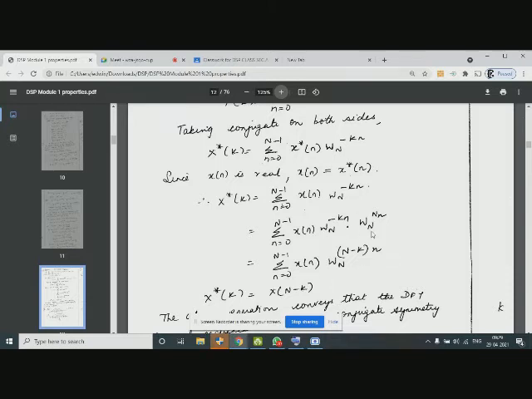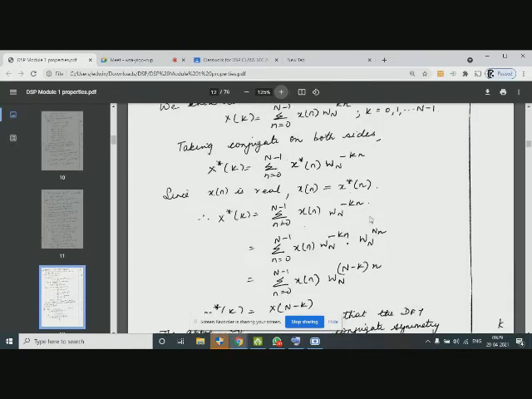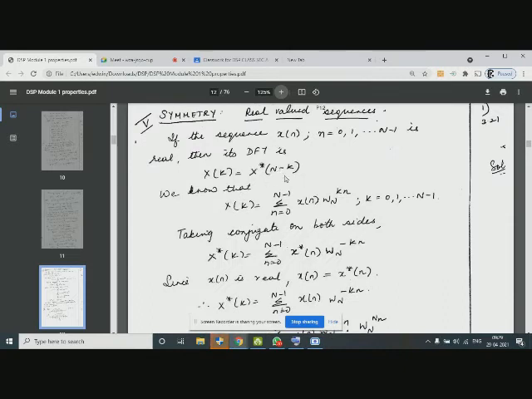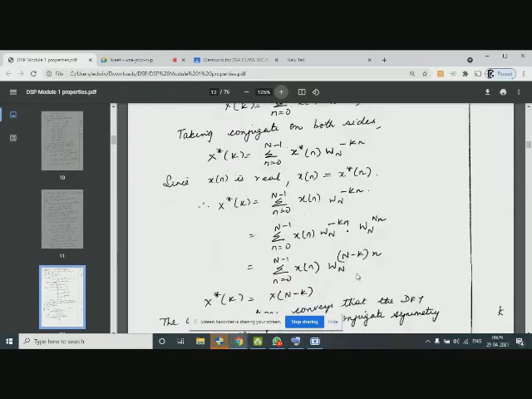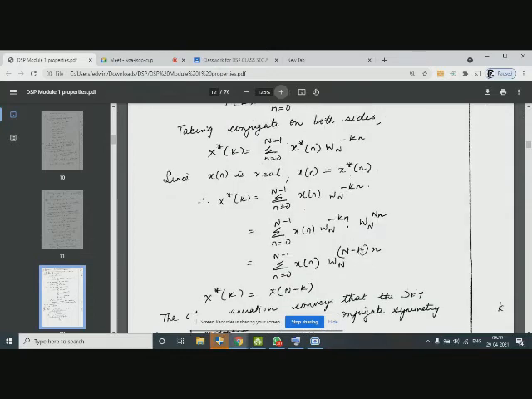The key step over here is this: Wn power capital N into n, you need to multiply. Why I am doing this? Observe carefully, because you have to prove that x of n minus k is equal to x star of n minus k is equal to x of k. So you have to somehow get your n minus k term. So for that, you have only minus k into n, you will multiply Wn power capital N into n. Okay, got it?